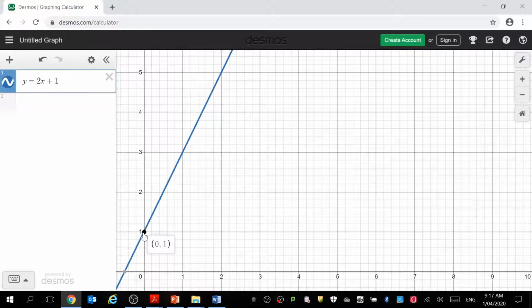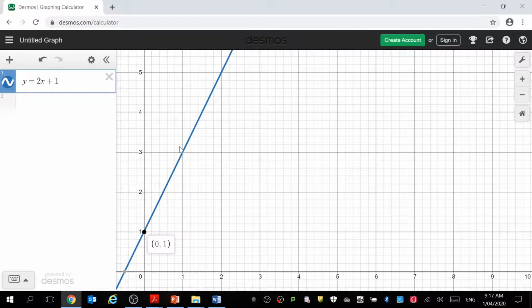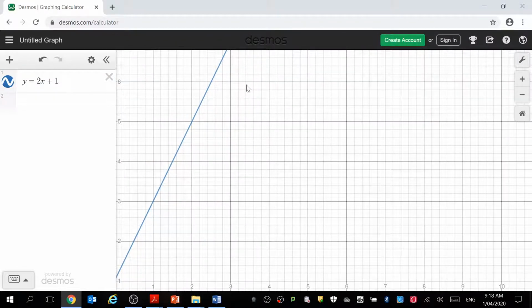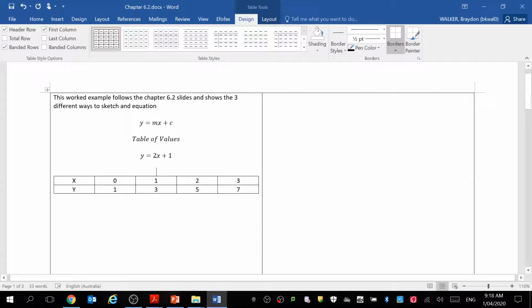Notice how this point here, 0, 1. Okay, when I click on the line, 0, 1, that was my first coordinate. Then 1, 3. Oh, I can't quite get it exactly, but you get the idea. Hopefully it works for me. There we go. So there's 1, 3, and then sure enough, you're going to get 2 and 5, and ultimately there's the 7, and there's the 3. So the points all line up.